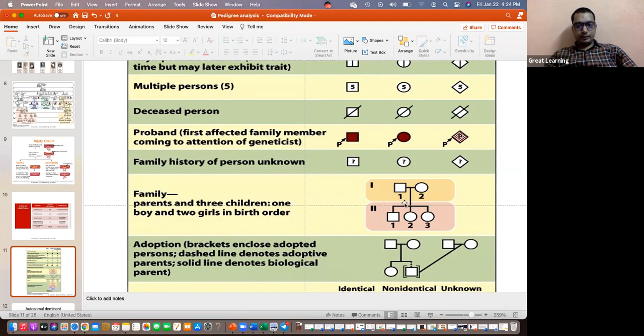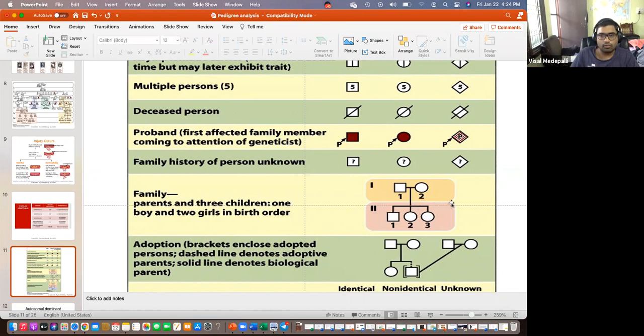Okay. So how many children do they have here? Three. Three children. How many boys and how many girls? One boy, two girls. And the order is also in the birth order. First one, second one, third one. First child, second child, and third. First male, and then two girls.